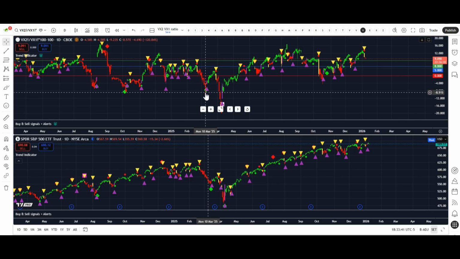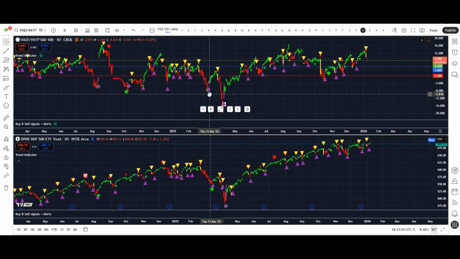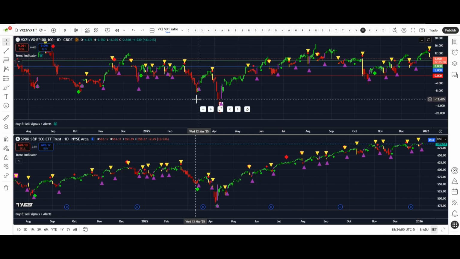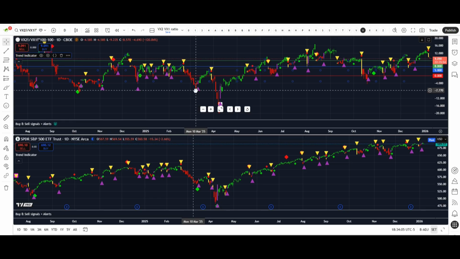We then had this buy signal. If you have a look here, the buy signal was on the 11th of March. If we look at the chart below, let me zoom in here for you so it makes it a bit easier. So see this green diamond in the top chart? 11th of March, we had the buy signal.